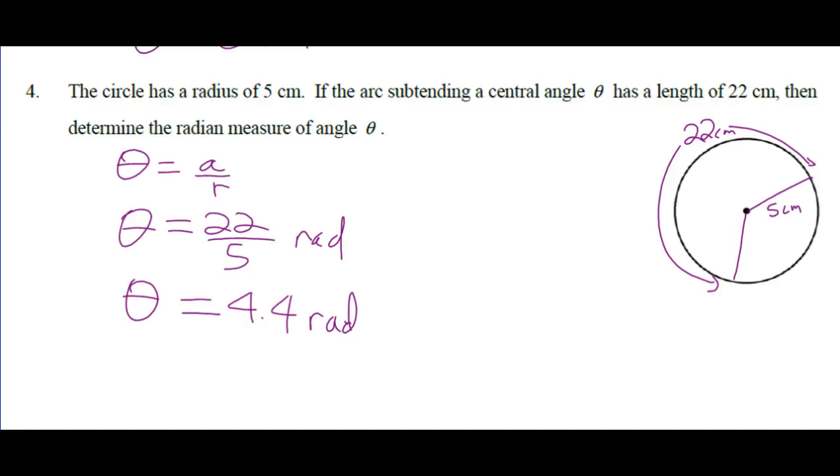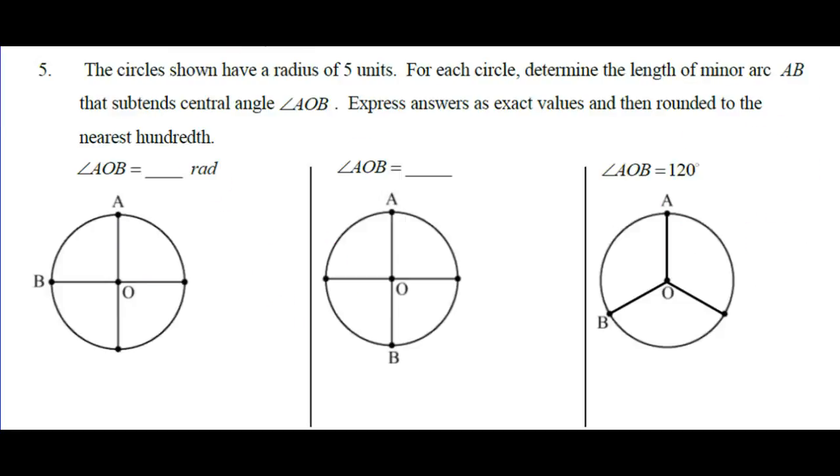Okay, so minor arc up to, this is in your previous stuff. Minor arc is up to half a circle, and major arc is over. Okay, for each circle, determine the length. So what do we got here? So angle AOB. Here's angle AOB. And we know the radius is 5 units. So what's the angle?